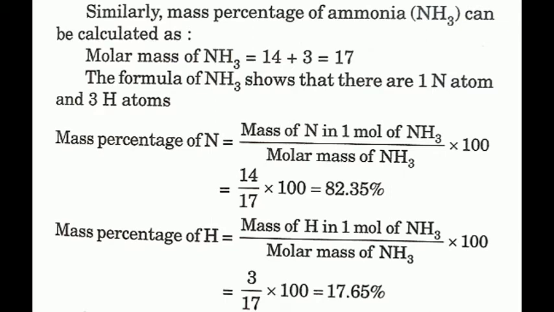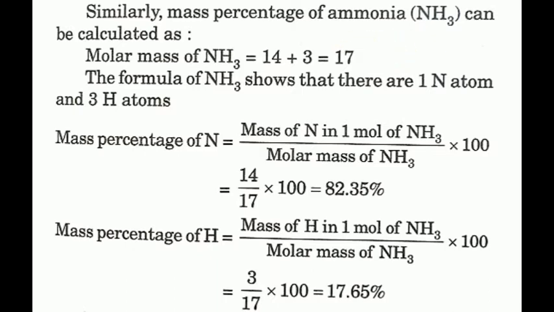Let's take one more example, the example of ammonia. The formula for ammonia is NH3 and the molar mass of ammonia we will calculate by adding the atomic masses of the different elements in it. For example, ammonia has 1 nitrogen, so 14 is the atomic mass, plus it has 3 hydrogens, so 1 is the atomic mass of hydrogen, and for 3 it will become 3. So molar mass of ammonia will become 14 plus 3 is equal to 17.